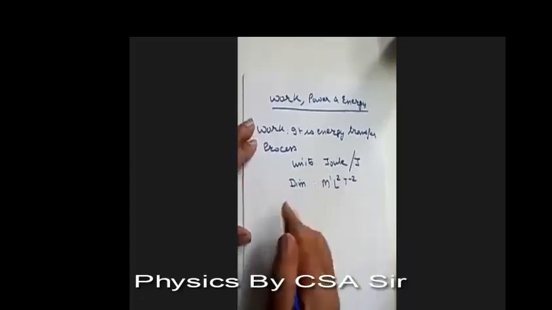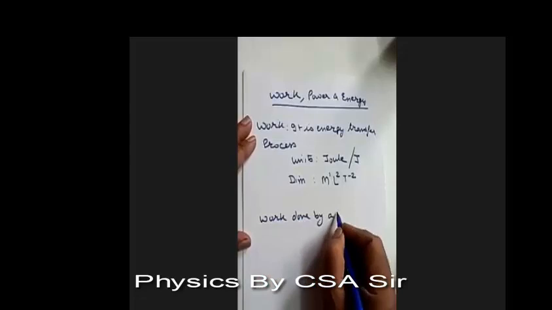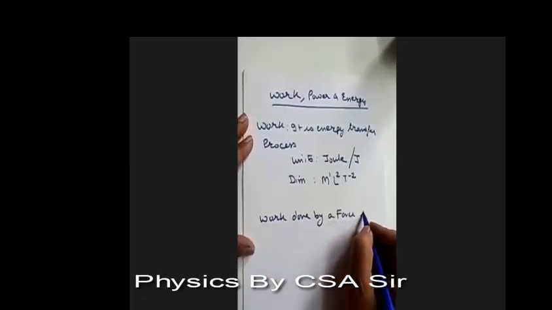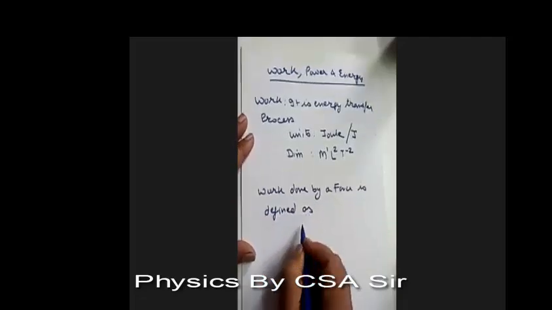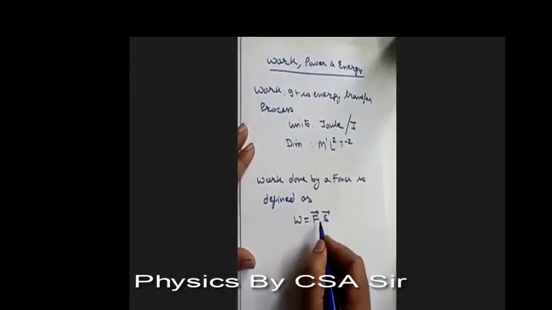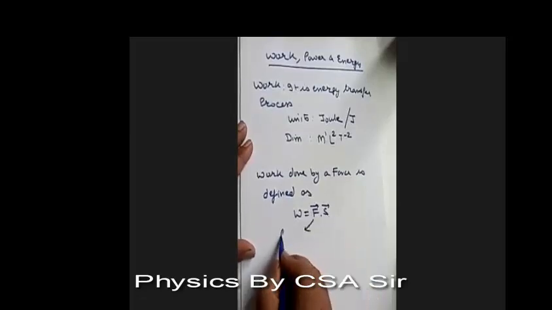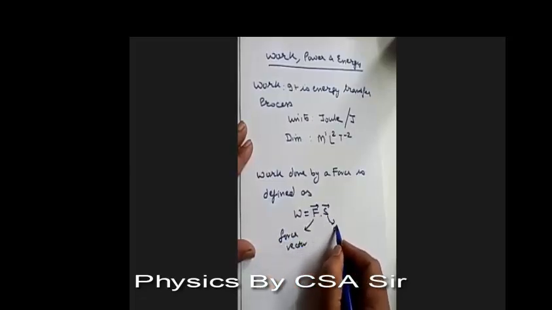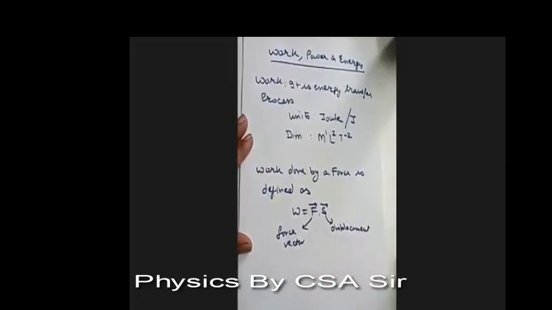How to measure work? So work done by a force is defined by a formula: W equals F dot S. This is a dot product between force and displacement. This is the force vector and this is the displacement vector. Okay? This is the force vector, this is the displacement vector.